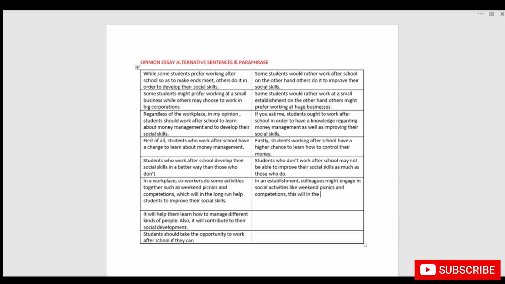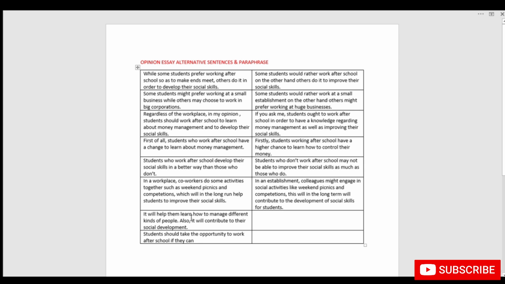This will, in the long term, instead of saying in the long run, you can say in the long term, will contribute to the development of social skills. So I am changing it as a noun, to the development of social skills for students. This sentence is another example of how possible it is to paraphrase by just changing the wording. As long as you give the same meaning, that should be fine.